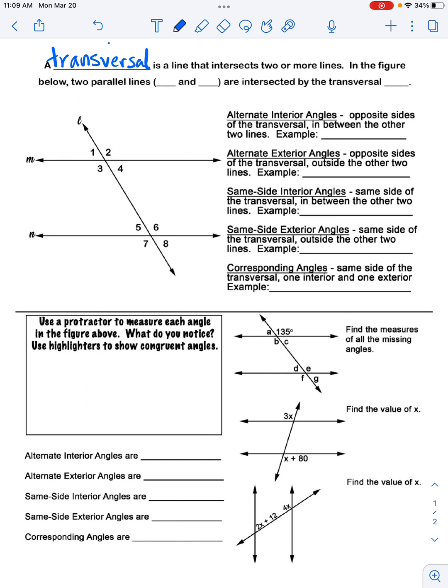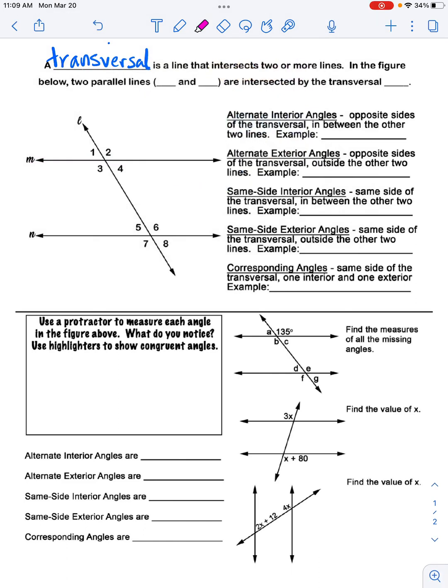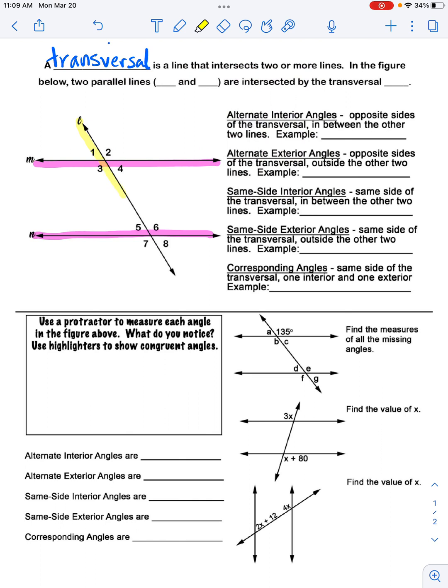In the figures below, here we have line M. Oh, that is a thick highlighter. We have line M, we have line N, and then our transversal will be this line that intersects those two lines. So in the figure below, M and N are parallel and they're cut by transversal L.